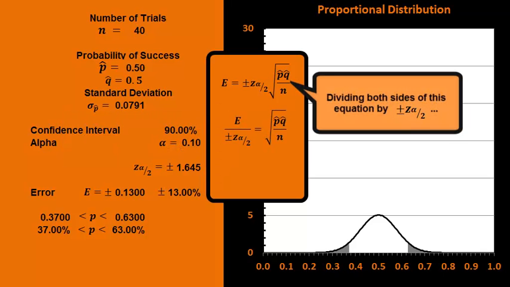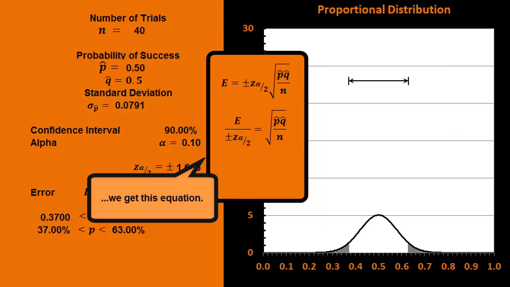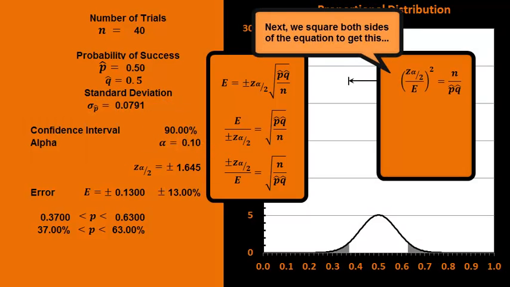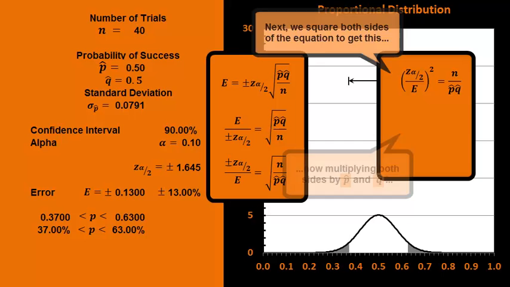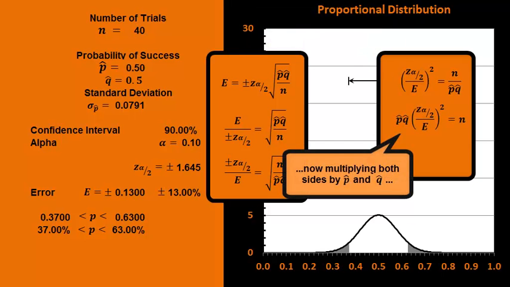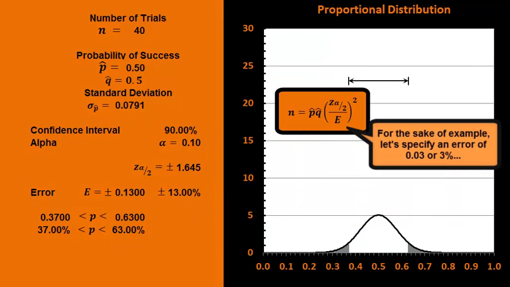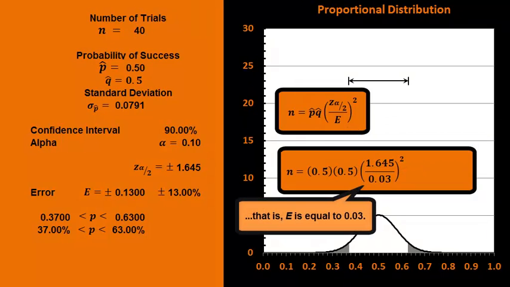Dividing both sides of this equation by plus or minus z of alpha over 2, we get this equation. Taking the reciprocal of both sides, we get this equation. Next, we square both sides of the equation to get this. Now multiplying both sides by p and q, we have an equation for the value of n. For the sake of example, let's specify an error of 0.03, or 3%. That is, E is equal to 0.03.